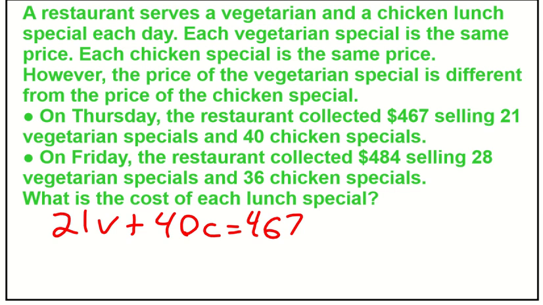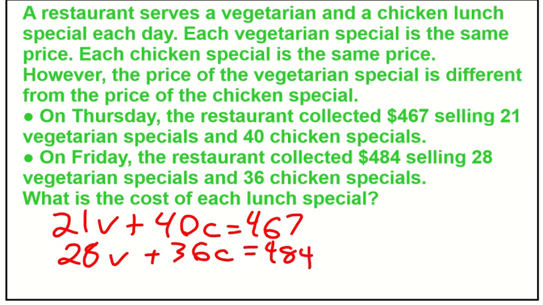On Friday then, we have $484, selling 28 vegetarian and 36 chicken, and that gives us a total of 484. Everybody kind of follow on those equations we had?